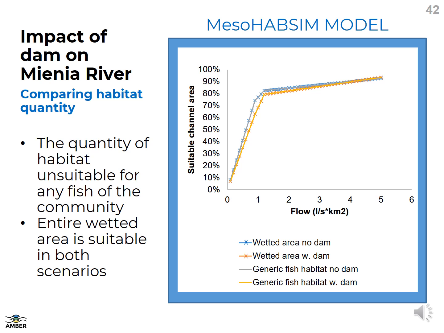In terms of unsuitable habitat, in both scenarios, there is practically no difference between wetted area and generic fish habitat. It means entire wetted area is used by the fish.